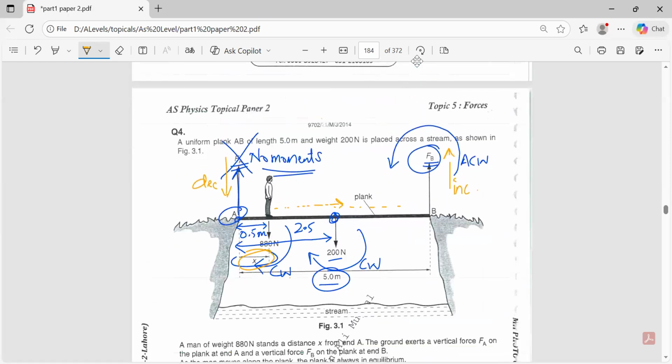Okay, see, I can explain you again. This person is near to the point A. So there is one force exerted here, FA, right? It says that as the person is proceeding onwards, like x is increasing, your force is going to decrease. But what will happen to force B? The force B will begin to increase.